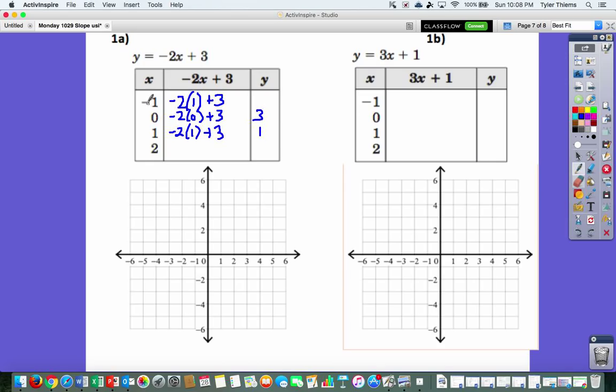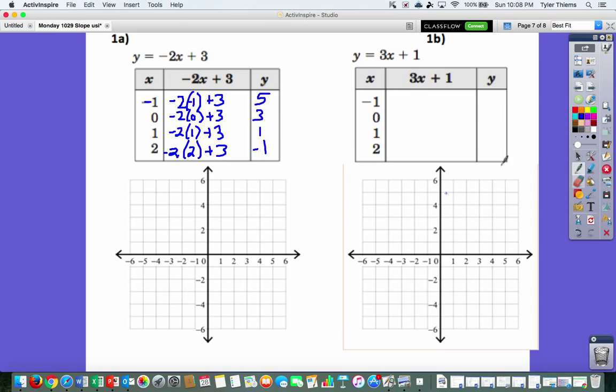Notice how x is negative 1. I need to plug in negative 1 here. So it's a negative 2 times a negative 1. Negative times negative gives you positive 2. Plus 3 would be 5 then. So I messed that one up. This is negative 2 times 2 plus 3. So that's negative 4 plus 3 is equal to negative 1.